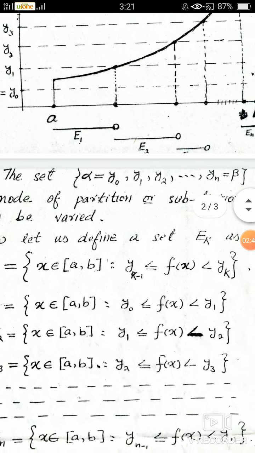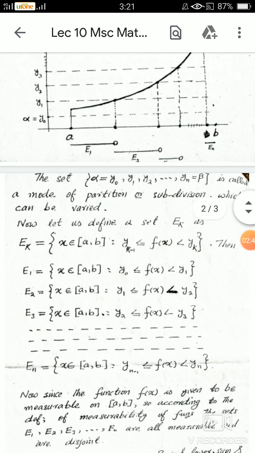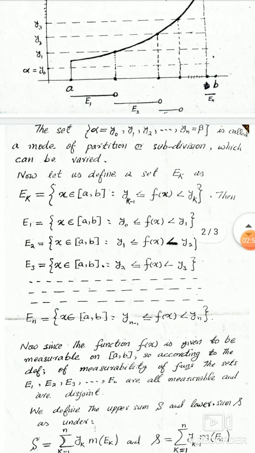So the set y, with alpha equal to y0, y1, y2, ..., yn equal to beta, is called a mode of the partition or subdivision, which can be varied. It means that we can take different points y0, y1, y2, ..., yn.